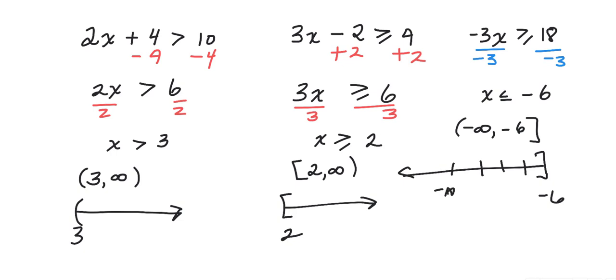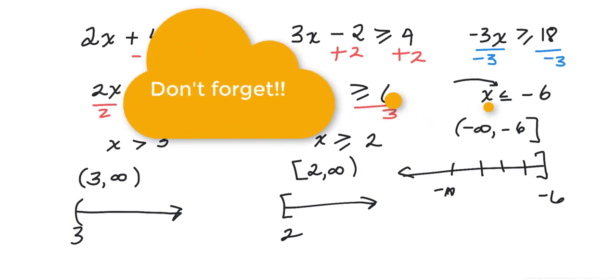So think about that. If I plugged in a negative 10 up here, negative 10 times a negative 3 would be a positive 30, which would be greater than or equal to 18. So do not forget that. Flip that sign anytime you divide by a negative value.